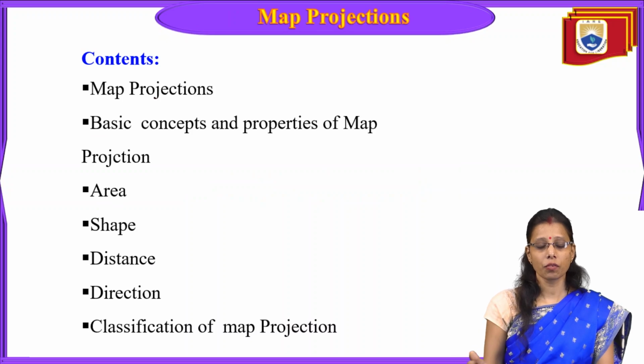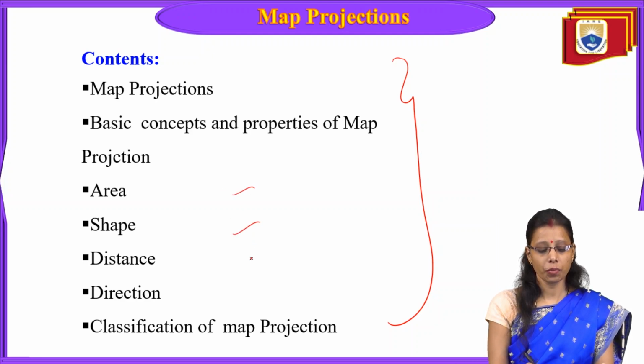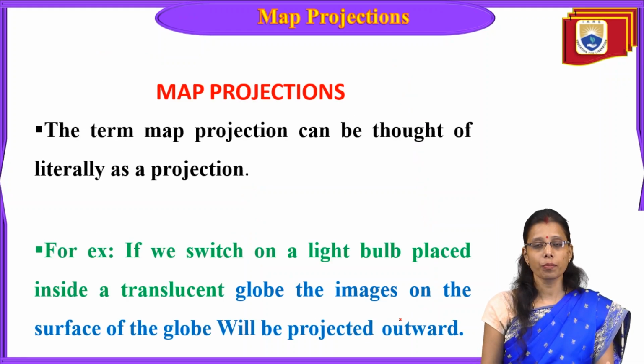Our contents today for map projection are: map projections, basic concepts and properties of map projection (area, shape, distance, direction), and classification of map projection. So what is map projection? The term map projection can be thought of literally as a projection.